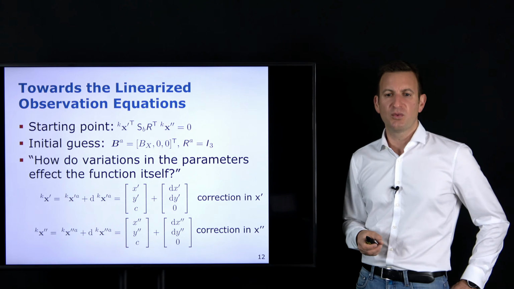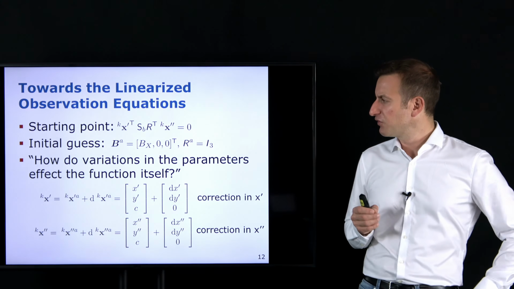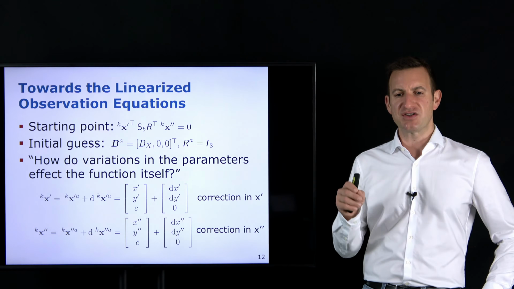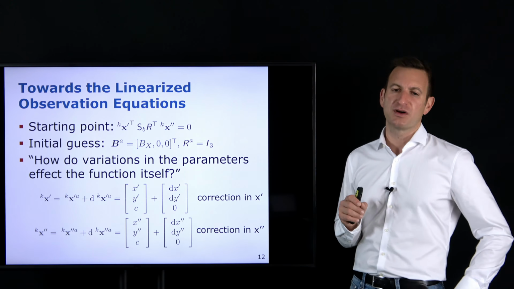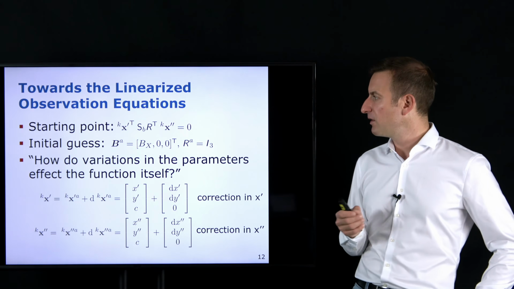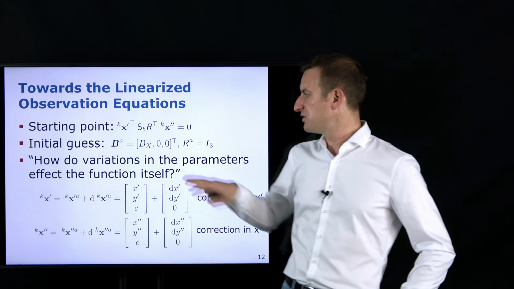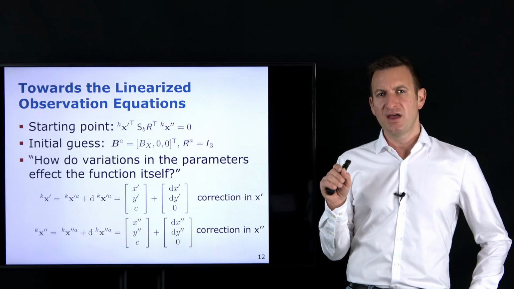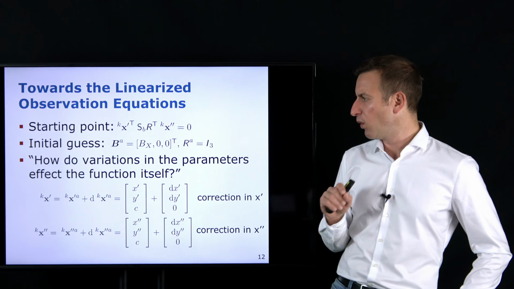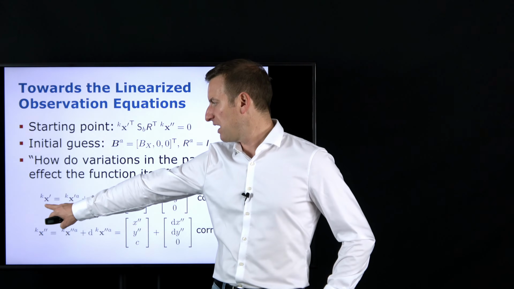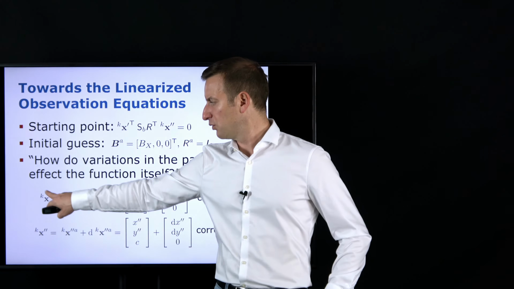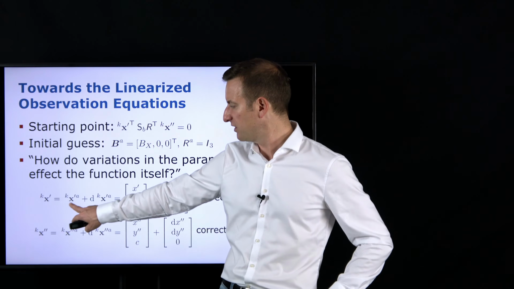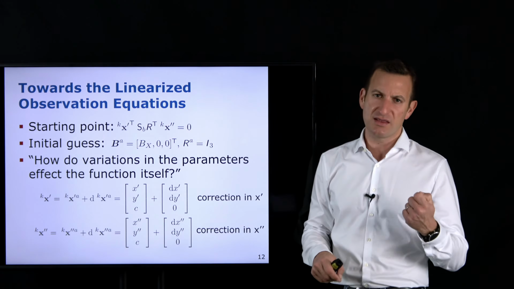So in order to understand the process a bit better, we want to look into the variation of the parameters and the observations. How does it affect the function itself? For example, if we start with our observed points, the pixel coordinates in the first image and in the second image, then if we have small changes in the pixel coordinates of the point in image number 1, it can be expressed as my initial guess of the point, with which I initially started, plus a small change in this coordinate.